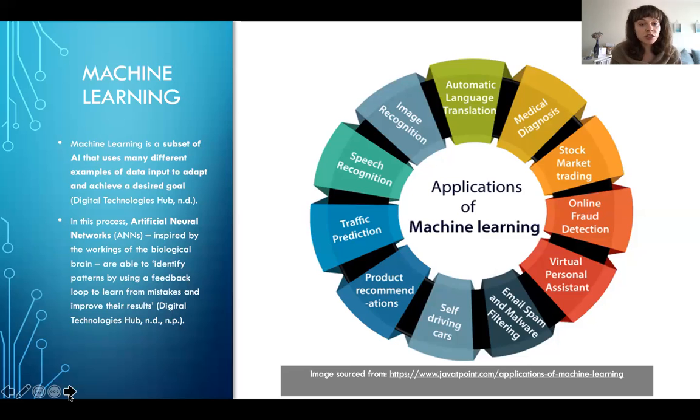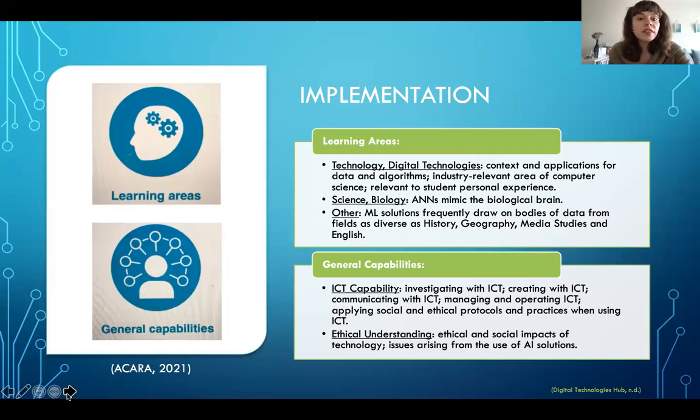Some real-world applications of machine learning include automatic language translation, virtual personal assistants, self-driving cars, product recommendations, traffic prediction, and speech and image recognition. The implementation of AI into classroom tasks and activities aligns with multiple learning areas and general capabilities listed under the Australian curriculum. Under digital technologies, the implementation of AI provides context and applications for data and algorithms, as well as relevance to student personal experiences. It is also an industry-relevant area of computer science.